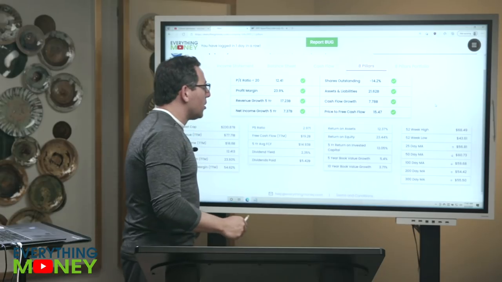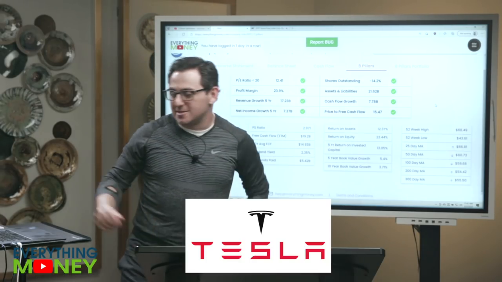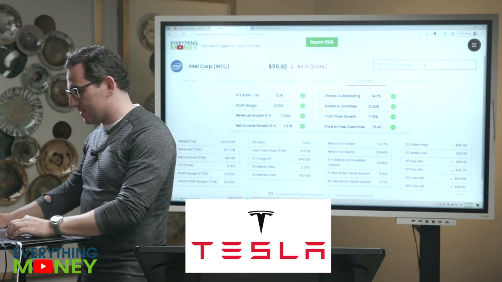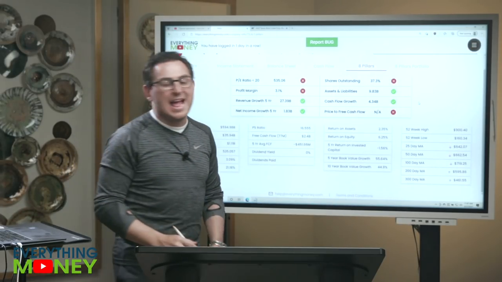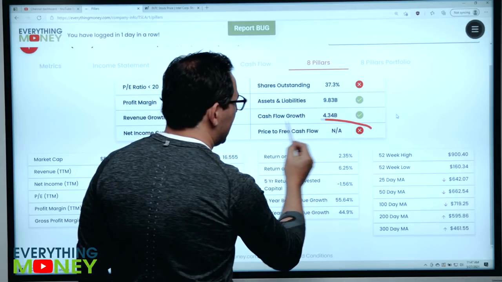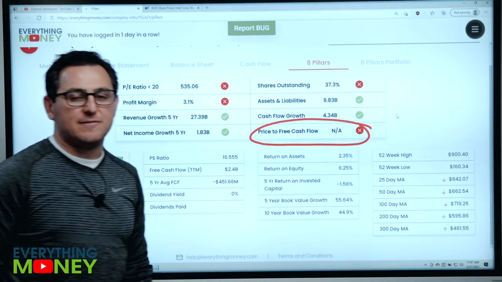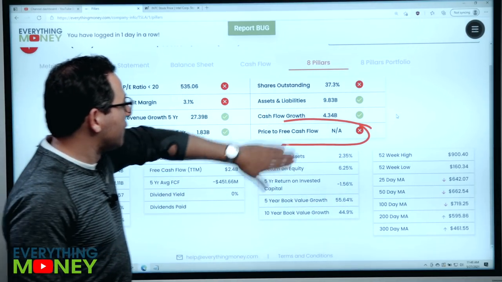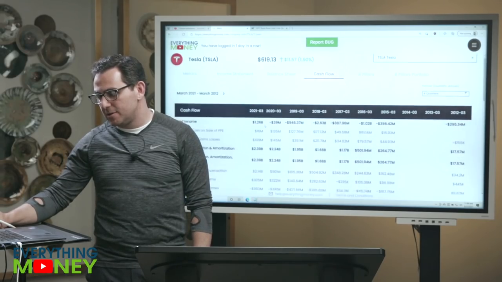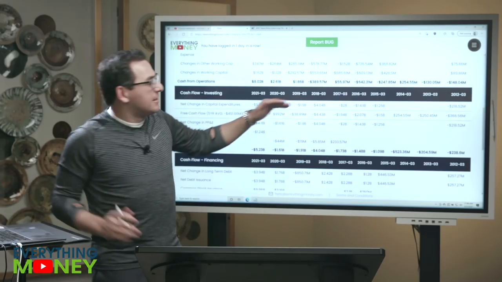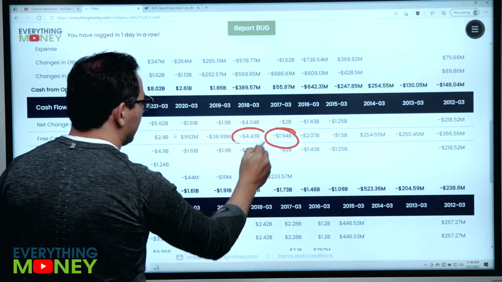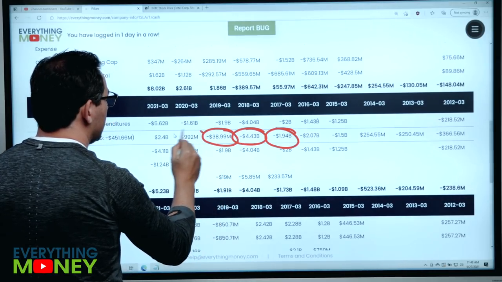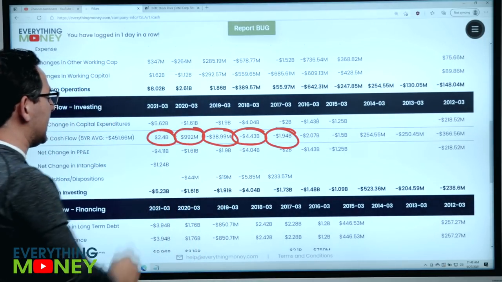Now, let's look at a company like Tesla to get an example on Tesla. We'll go to the 8 pillars tab. They don't even have a price to free cash flow multiple. Why is that? Because their free cash flow for the last 5 years was negative on average. Let's go to the free cash flow statement and look at it. Cash flow statement, scroll down, cash from operations less capital expenditures, negative 2 billion, negative 4.4, negative 38 million, a gain of 992 and a gain of 2.4.